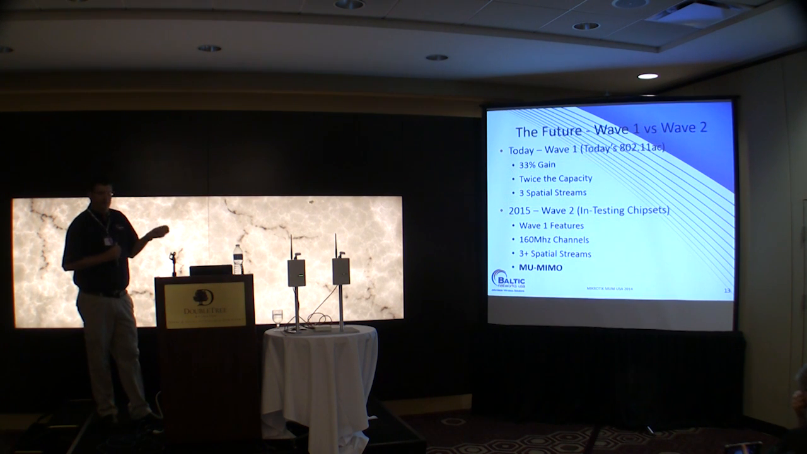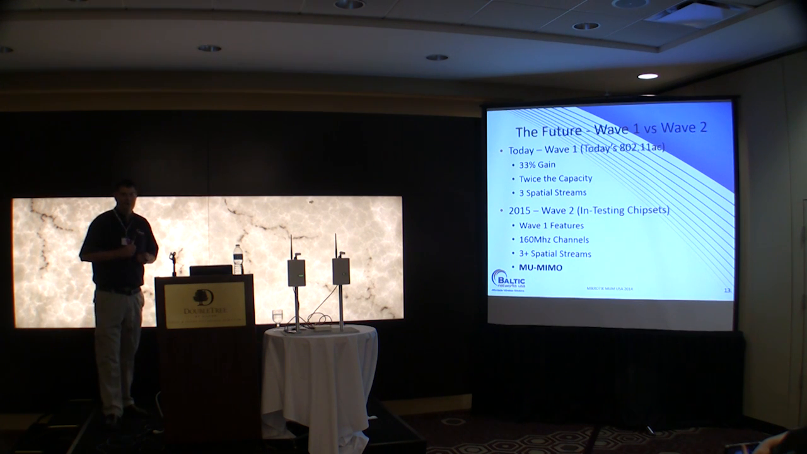So again, we're at Wave 1 today. This is called a Wave 1 chipset. We have our 33% gain. We're getting twice the capacity with our larger frame sizes, and we can do up to 3 spatial streams. And guess what's in testing right now? Wave 2. And Wave 2 includes all of Wave 1. We're getting those 160 megahertz channels you're all going to love to use in an outdoor environment, and 3+ spatial streams. This is the neatest one of all of them, MU-MIMO.